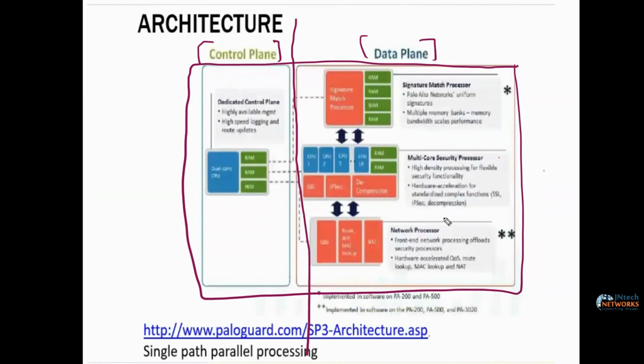So right now, we are trying to focus on the Palo Alto SP3 architecture. What is the topic? SP3, single pass parallel processing. In SP3 architecture, we first talk about control plane and data plane. Your complete Palo Alto firewall box is divided into 2 different planes, called control plane and data plane. In control plane, you will get a dedicated CPU, RAM, and hard disk.